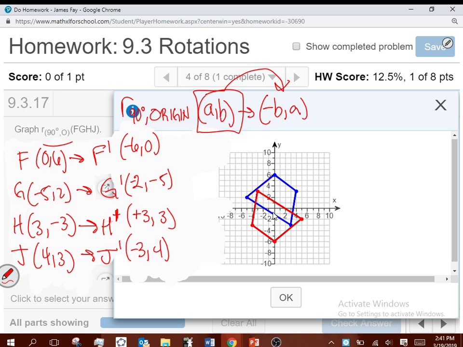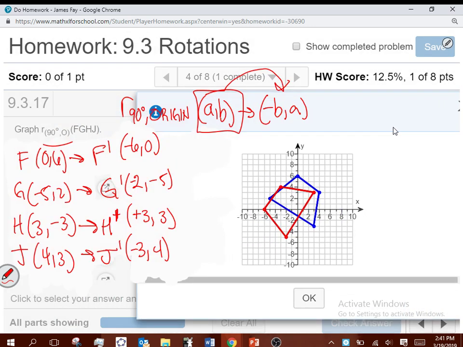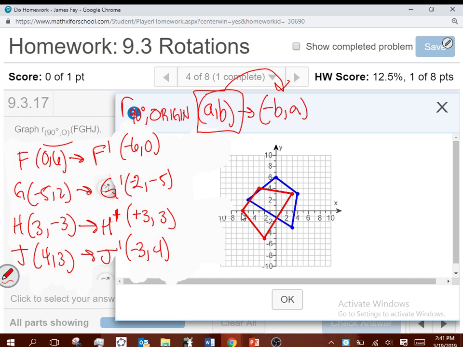So look for negative 6, 0. Negative 6, 0 is not there, so it's not that one. Open up this one. Okay, negative 6, 0 is there. Now I'm going to go negative 2, negative 5. Negative 2, negative 5 is there. 3, 3 is there, and then negative 3, 4 is there. So C would be my option. Does that make sense? Yeah. That's the best approach to do those.